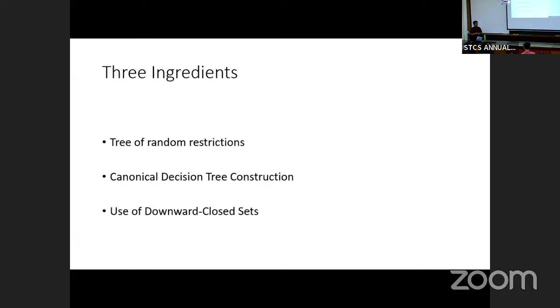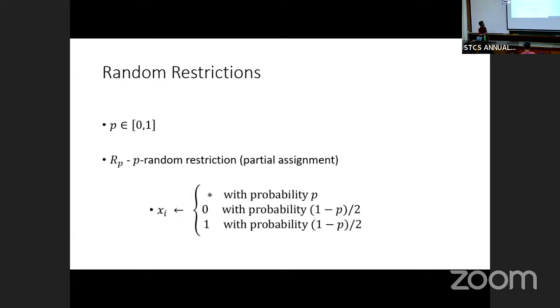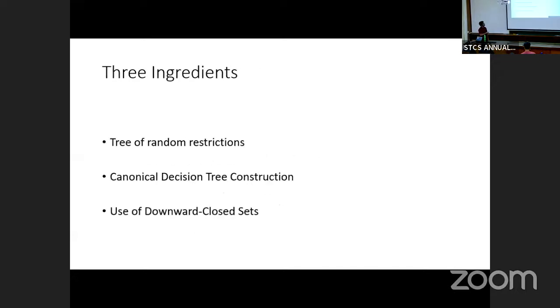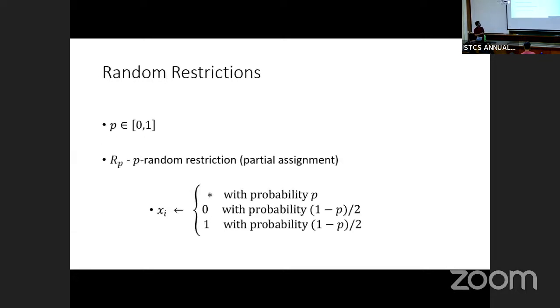So now I'll give you three key ingredients in the proof. The first one is something called a tree of random restrictions. If you remember what a random restriction is, it's just each variable independently: you leave it unset or you set it to 1 or 0.